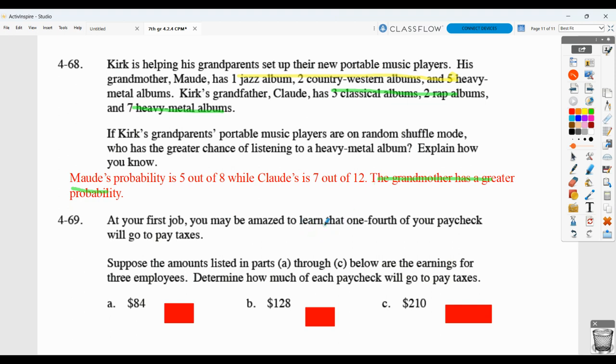Here they're saying you might be amazed to find that at your first job, 1/4 of your paycheck will go to taxes. So if these are the amounts you earn, how much will go to taxes? In other words, what's 1/4 of $84? What's 1/4 of $128 and $210? Remember that if you're talking about money, if your calculator shows 52.5, you have to add that extra 0 because we don't write money as 52.5. We write it as $52.50.